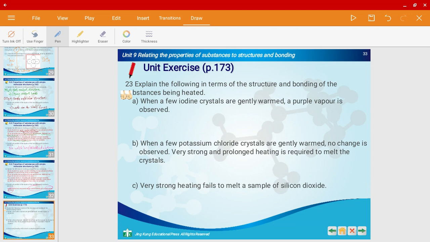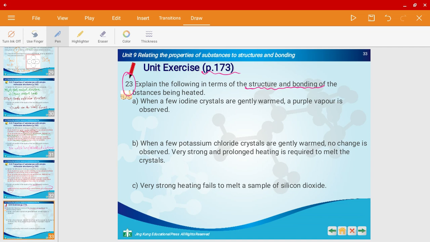Let's do one more question. This is on page 173, question 23. Explain the following in terms of the structure and bonding of the substances being heated. So we need to explain it in terms of the structure and the bonding. Say, for example, the structure could be giant covalent structure, and the bonding would be strong covalent bond.